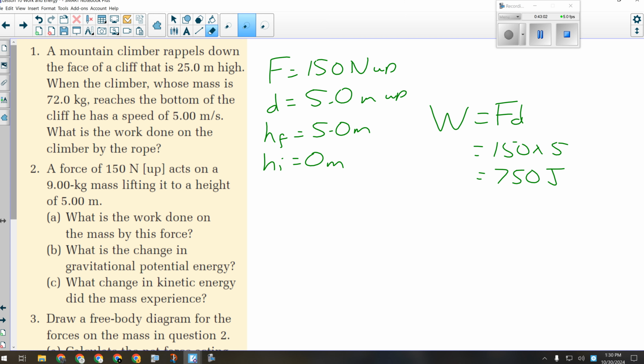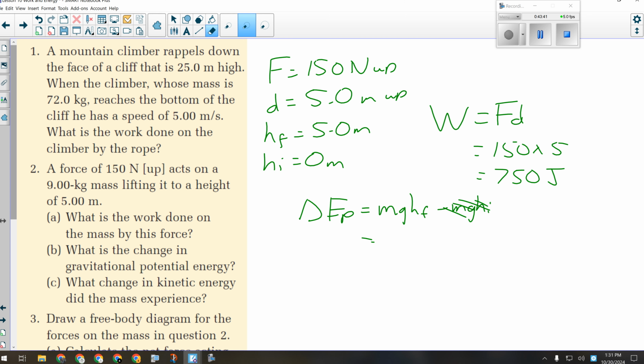Now, if I just did this, I might accidentally assume that all of that work went into changing the potential energy of the block. Okay, but here's the thing. The change in the potential energy is going to be m times g times h final minus m times g times h initial. Well, that's 0. So if I punch this in, then I better get 750. I better if that's all I did, but I'm not going to. Okay, I'm not going to get 750 here.